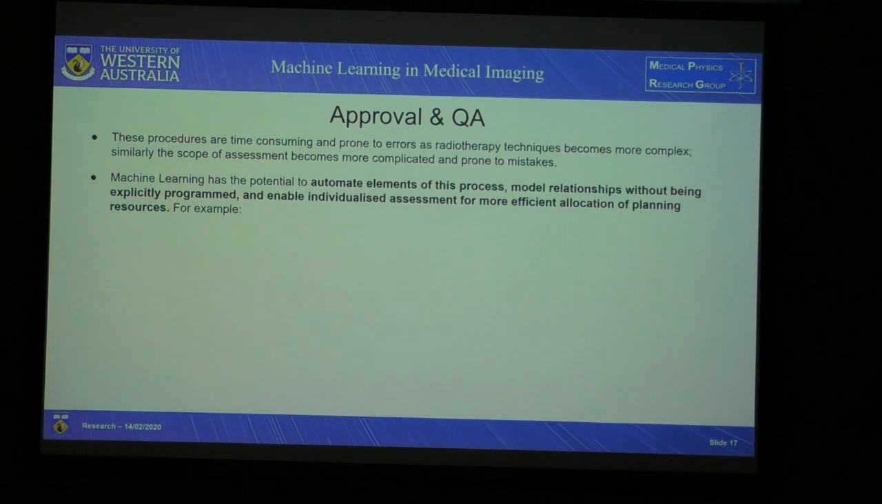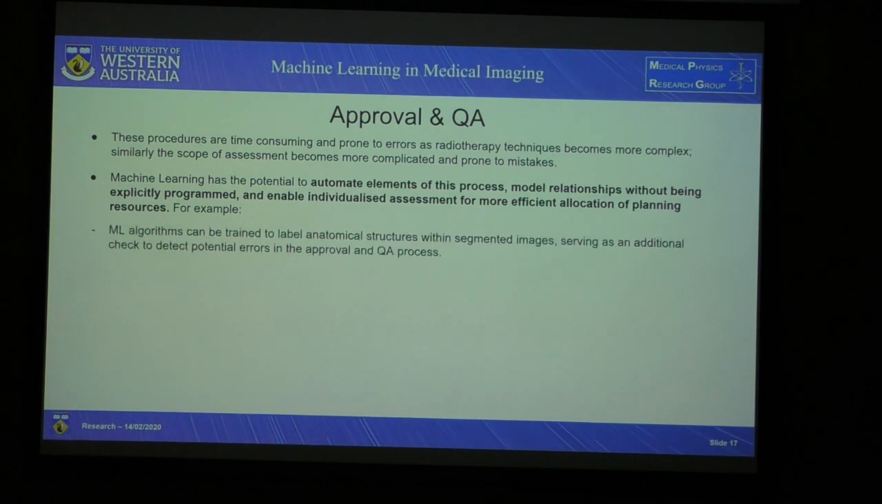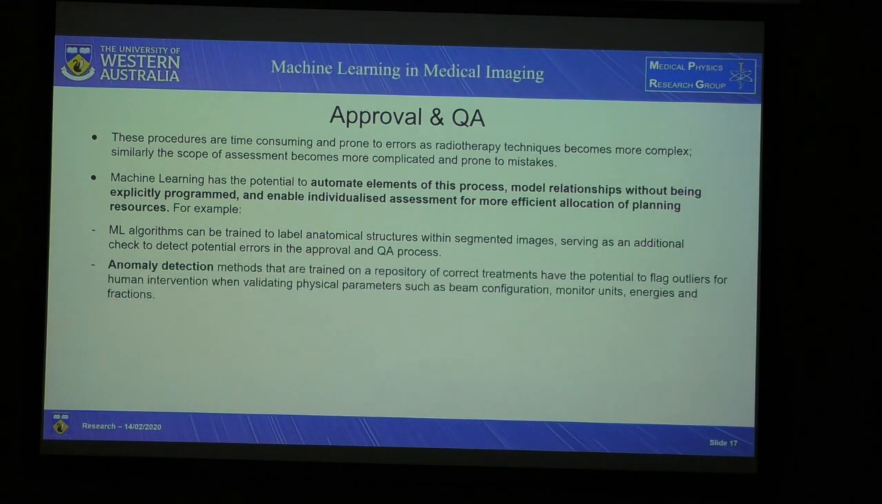And so machine learning can be injected into the workflow and automate elements of this process. It can help model relationships without being explicitly programmed and enable individualized assessment for more efficient allocation of planning resources. For example, machine learning algorithms can be trained to label anatomical structures within segmented images, serving as an additional check to detect potential errors in the approval and QA process.